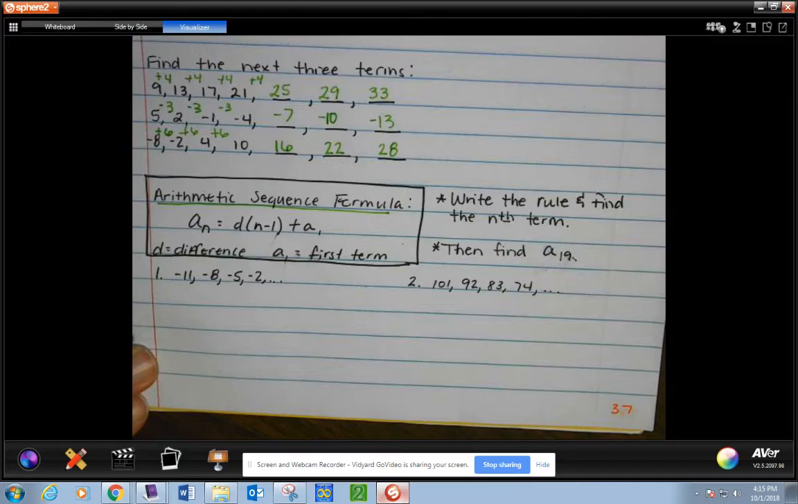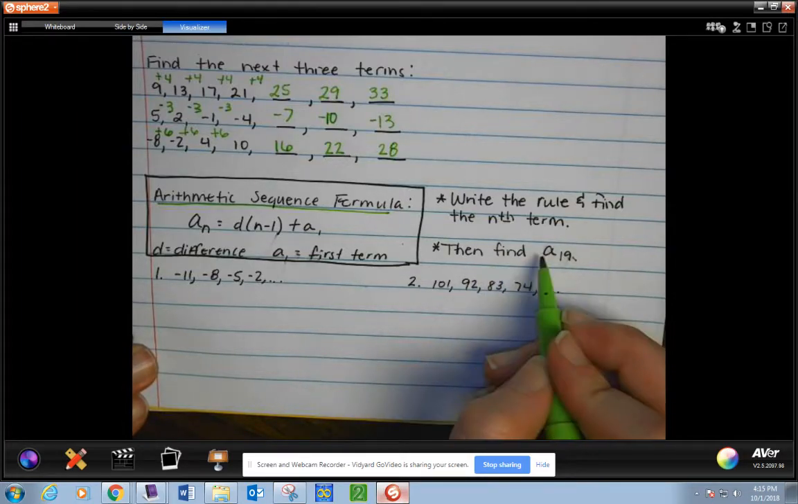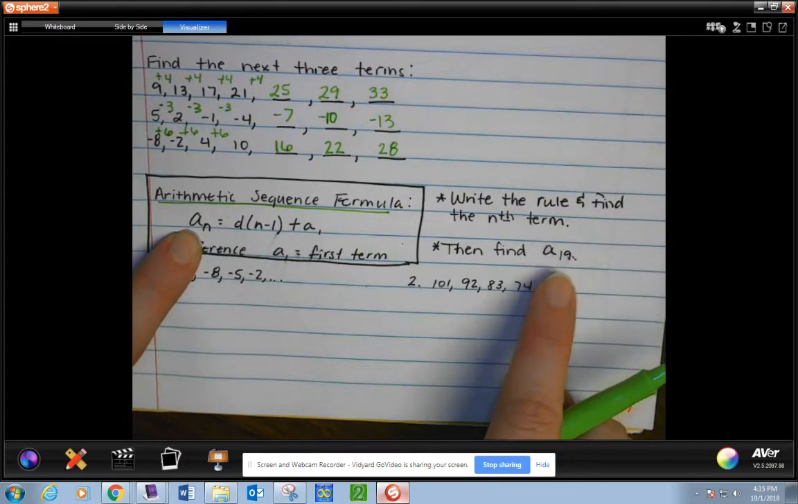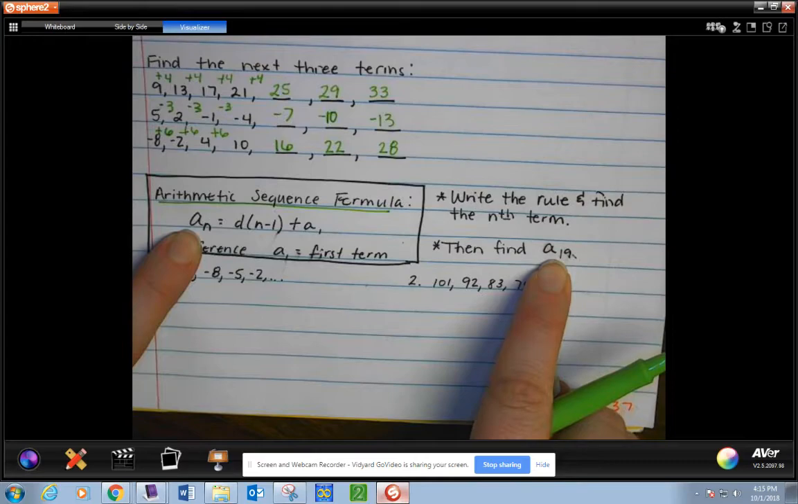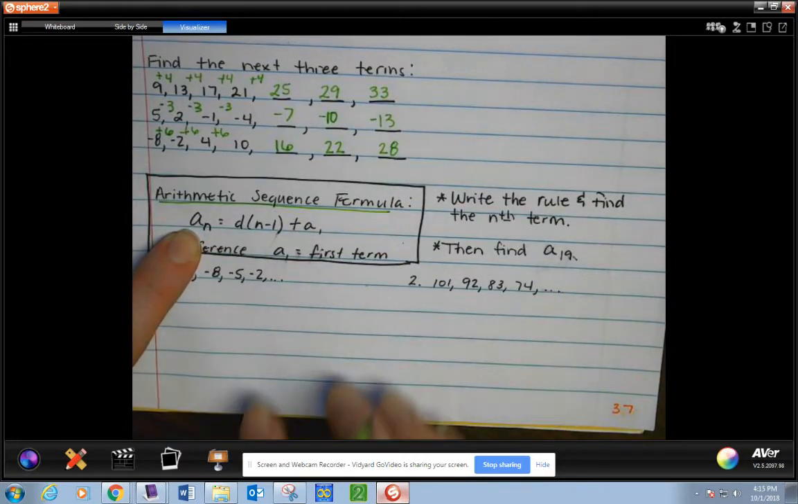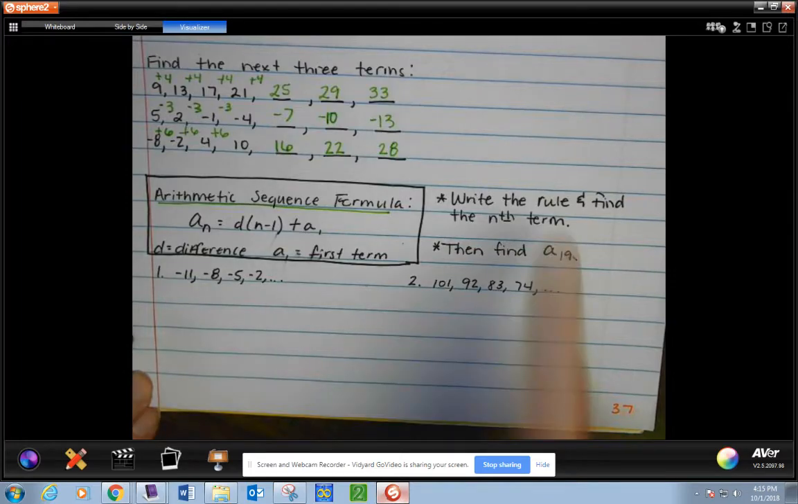So that means the first thing you have to do is come up with a formula. After you do that, you're going to find A sub 19. Now remember, I have A sub n, and now I have A sub 19. That just means wherever I see n, I'm going to replace it with 19 and solve. But I can't do that until I have my rule.